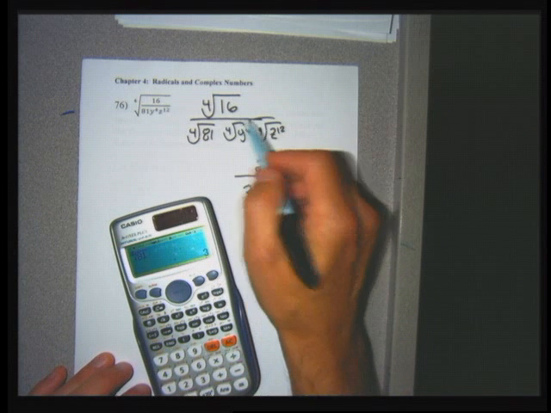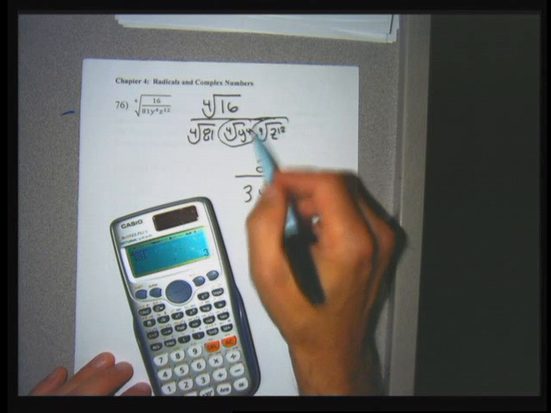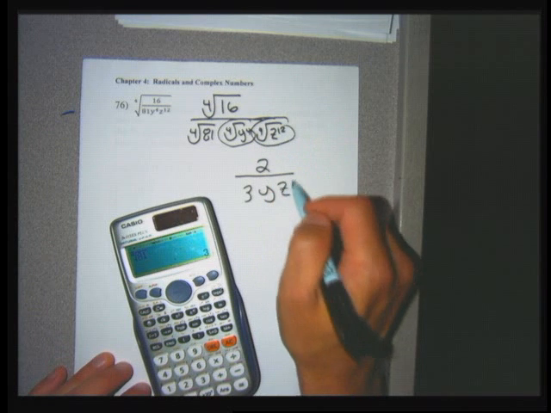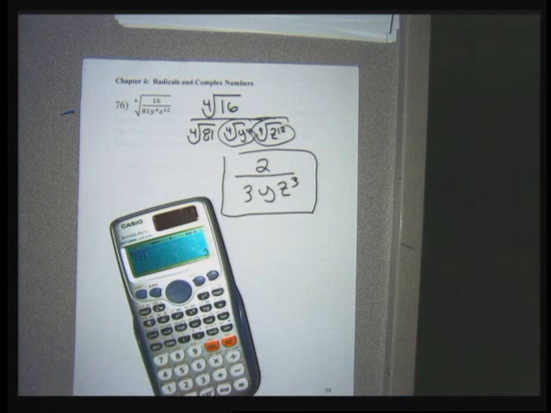For the y, when I divide 4 by 4, I'll get y to the first power. For z, when I divide 12 by 4, I'll get z to the third power. So my answer for 76 should be 2 over 3yz cubed.